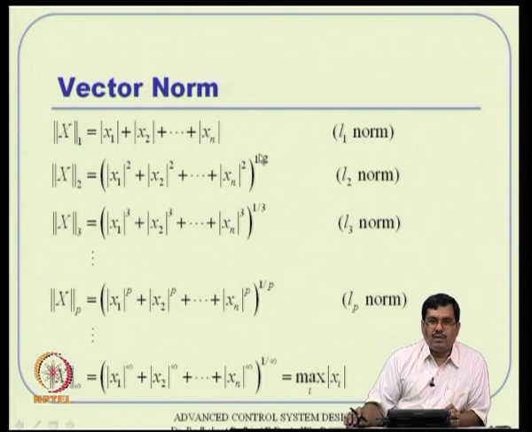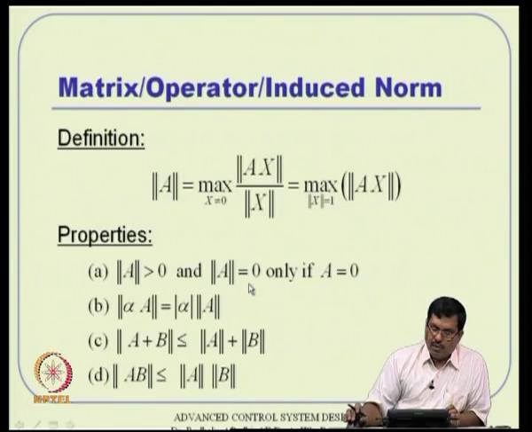So, for the H2 concept of control theory we will require the second norm, for the H infinity concept we will require the infinity norm. So, mostly we will do with L2 norm or L infinity norm actually. But remember, as long as I show something, all the norms are actually equivalent.